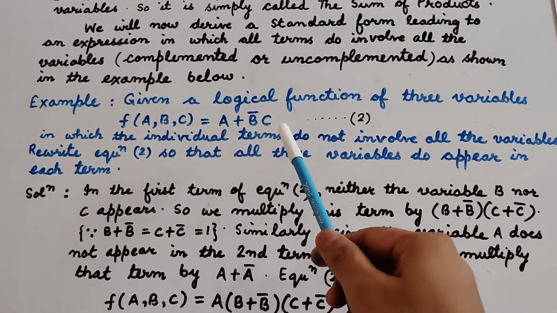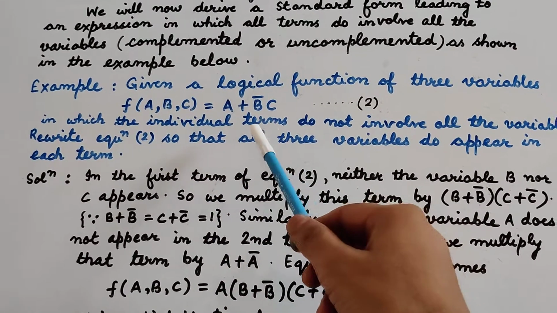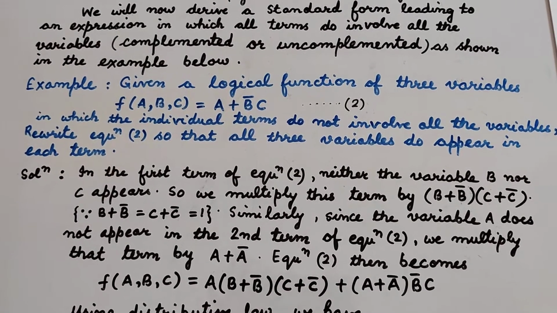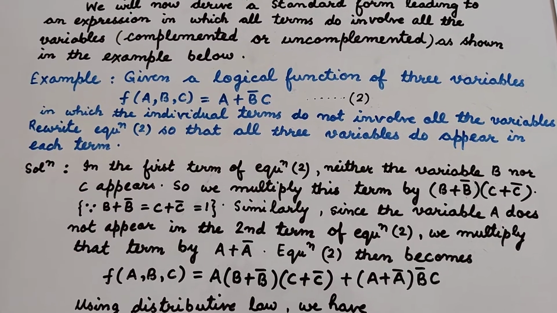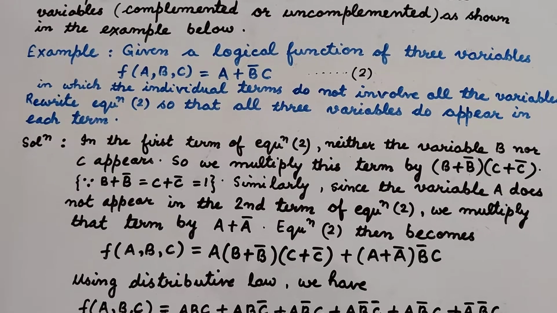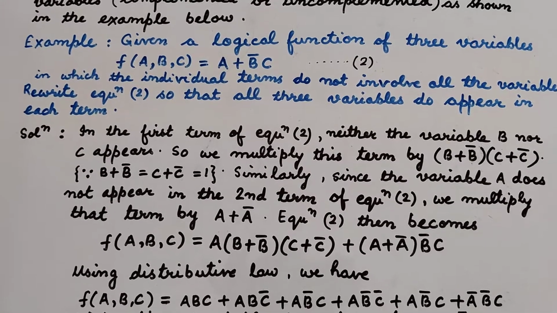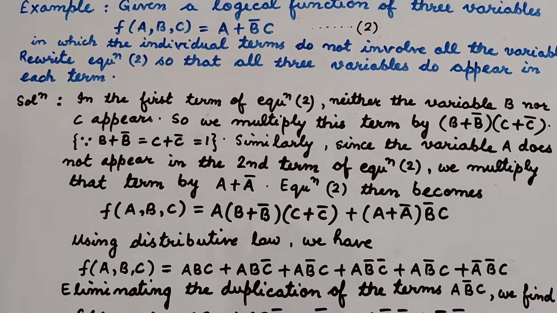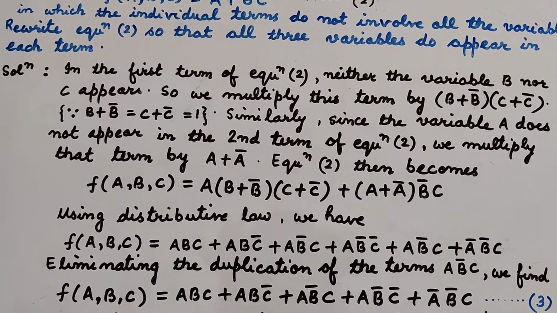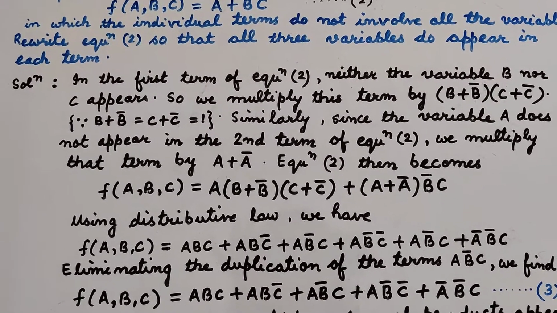We are given an example in which there is a logical function of three variables, f(a, b, c) is equal to a plus b bar c. Here we find that the individual terms do not involve all the three variables, so we have to write this expression of equation 2 in such a way that all the three variables do appear in each term. So let us see how we can write this logical expression in such a way that all the individual terms involve all the three variables.